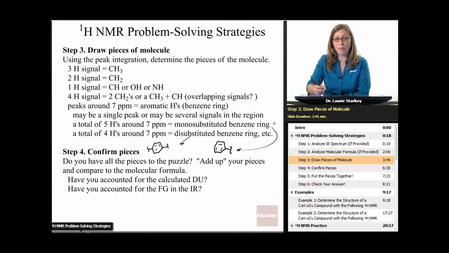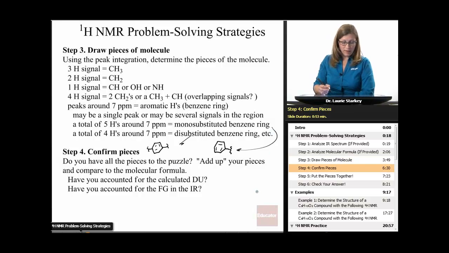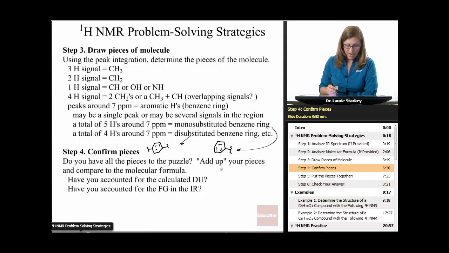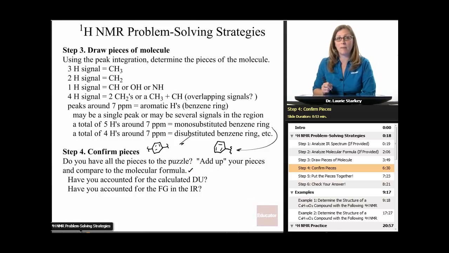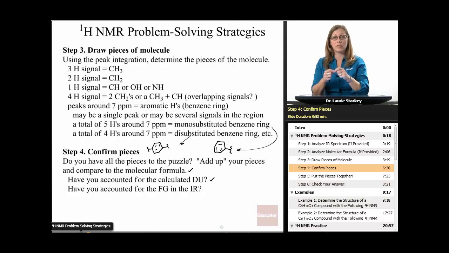Okay, so we're going to do this to come up with all the pieces in our puzzle. And then the next thing we're going to do is confirm our pieces. Before you start building your molecule and putting your pieces together, you better make sure you've come up with all the correct pieces. So we're going to add them up, and make sure that they match the molecular formula. The way you can do that is to make sure, have you accounted for all the degrees of unsaturation? If you said there were 2 degrees of unsaturation, do you have 2 double bonds in your pieces? If not, know that you still have to incorporate a ring when you put those pieces together to get that second DU.